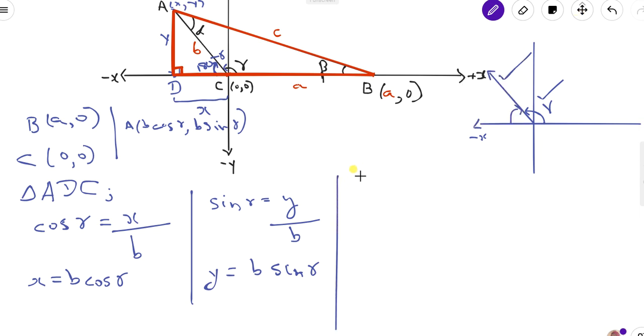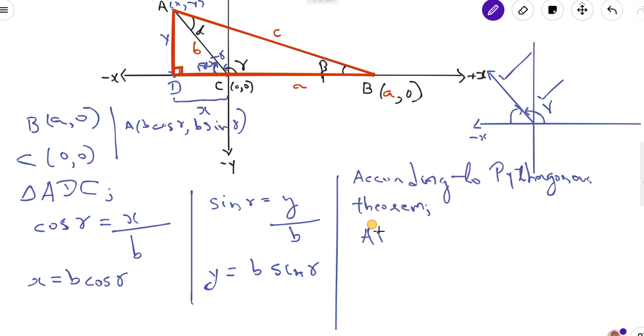So according to your Pythagoras Theorem, the hypotenuse square is equal to your base square plus perpendicular square. Okay, so AB over here is equal to C, so we are going to represent it with our C square equals to, now what is your BD here?